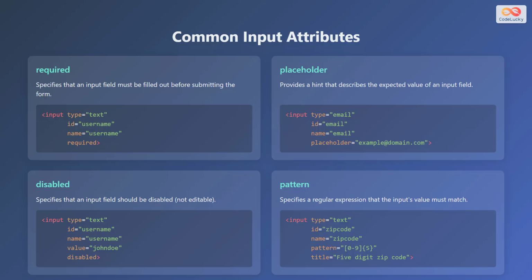Next, we have the disabled attribute, which specifies that an input field should be disabled, meaning not editable. Here is an example of the code. And finally, we have the pattern attribute, which specifies a regular expression that the input's value must match. Here is an example of the code.